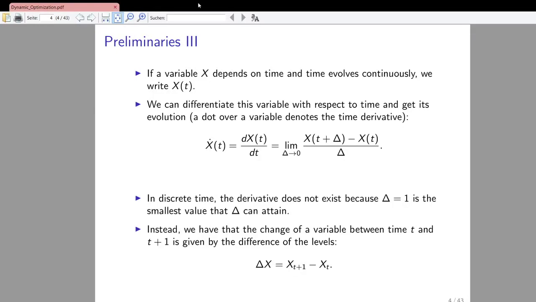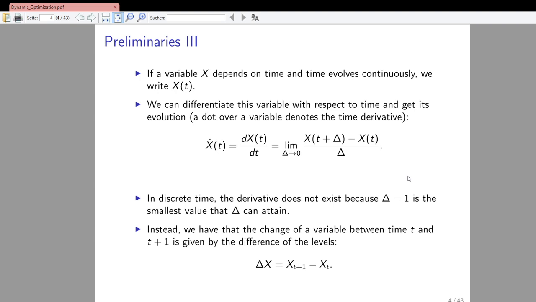So we also see the difference in the definition of the derivative of a variable with respect to time. So if time is continuous, we have here the definition of the derivative. A dot over a variable always denotes the derivative with respect to time, so that's basically defined here. And then we take the difference between two time points of the variable, and we let the time difference between these two time points, delta, become arbitrarily small. So we take the limit as delta goes to 0 of the difference x(t+delta) minus x(t).